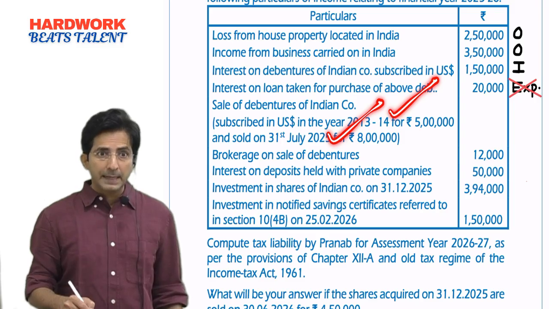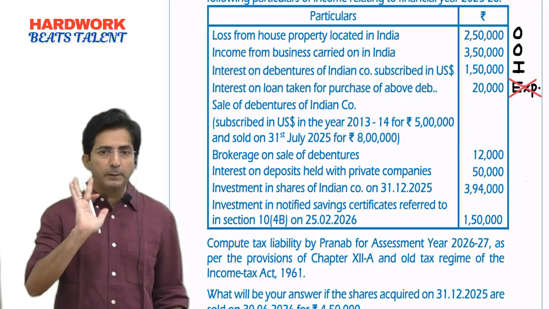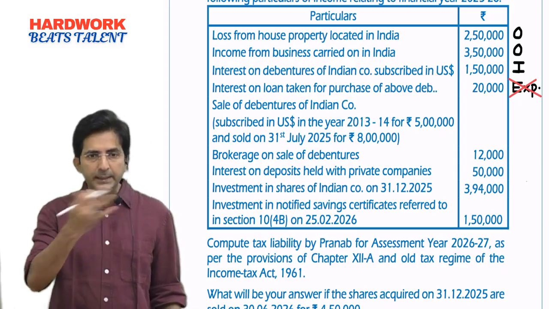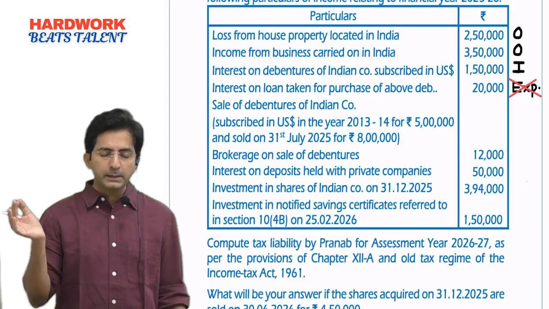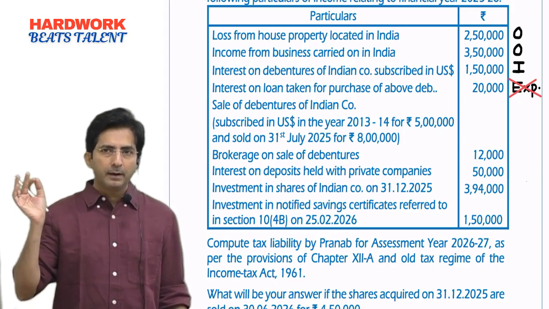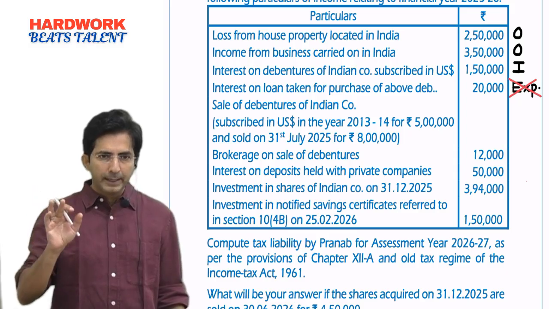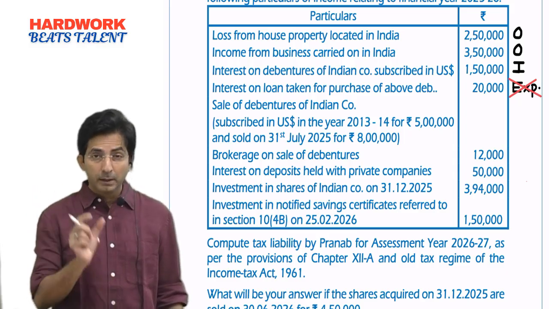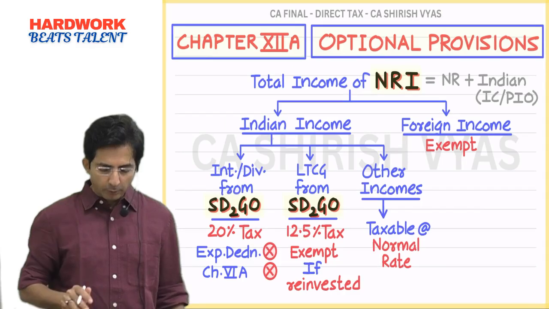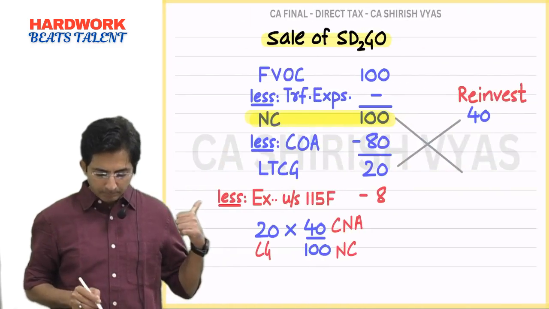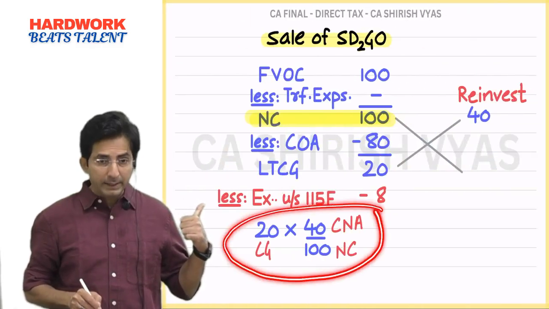But this 3 lakhs is generally taxable at 12.5%. But if it is reinvested in another Sadgo or notified savings certificate under 10(4)B, then it will become exempt. And here the formula of exemption is the same as 54F. You remember that formula of exemption? It was like this: gross capital gain into CNA upon net consideration.